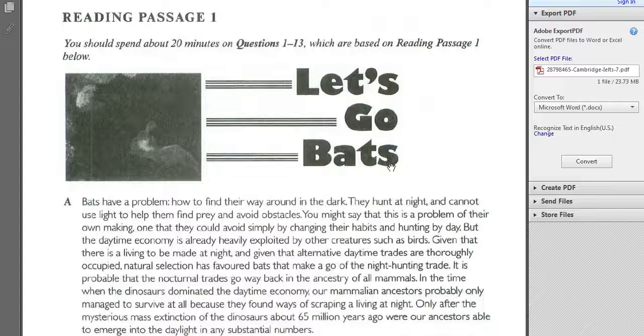So let's talk about it for a minute. When you look at a passage, the first thing you need to do is get the overview. You need to read the title, look at the pictures, and recall background information really quickly. For example, what do you know about bats?